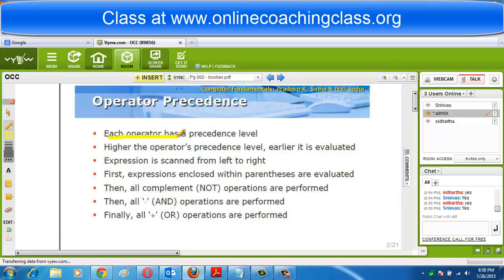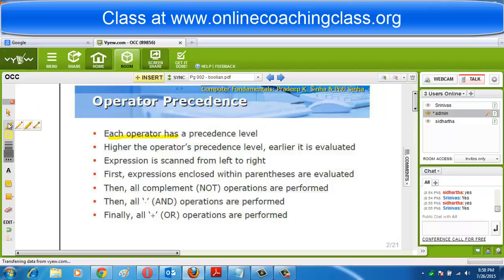Each operator has a precedence level. Higher the operator precedence level, earlier it is evaluated. That means, like in C class, I already told that everything has a hierarchy. Or in our mathematics, we see there is a hierarchy.